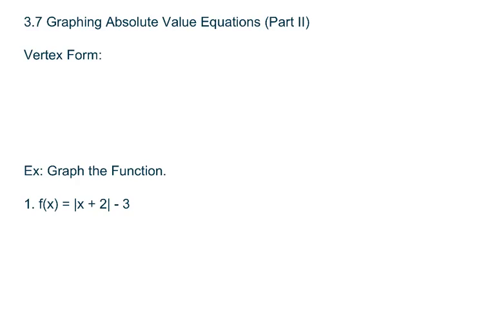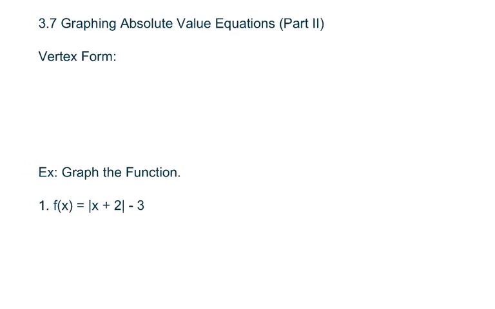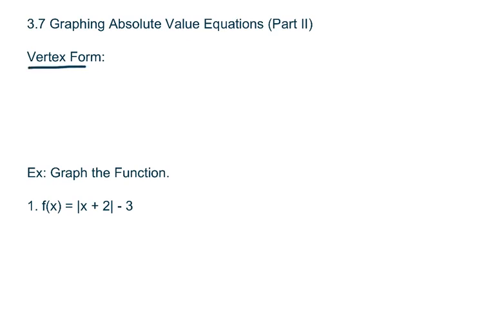This is the second part of section 3.7, graphing absolute value equations. I'm going to start with a vocabulary term, and it's also some notation. Vertex form. Now, it doesn't have a definition, but what vertex form looks like is this.